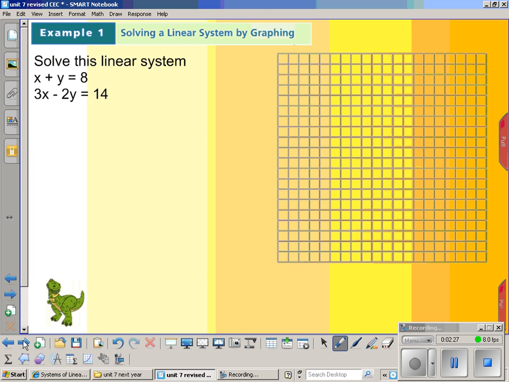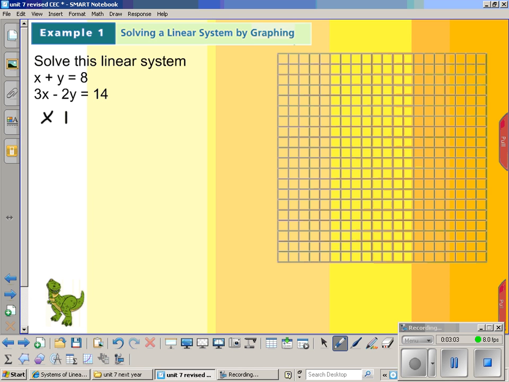So if we want to solve this linear system, we need to graph it. There are some strategies we did for graphing in a previous outcome. One was using a table of values. The other was using slope-intercept form. And the third was finding the x and y intercepts. Any of those will work for this type of problem, so it's up to you what you want to use. In this example, I will use the slope-intercept method just to refresh your memory on that one.